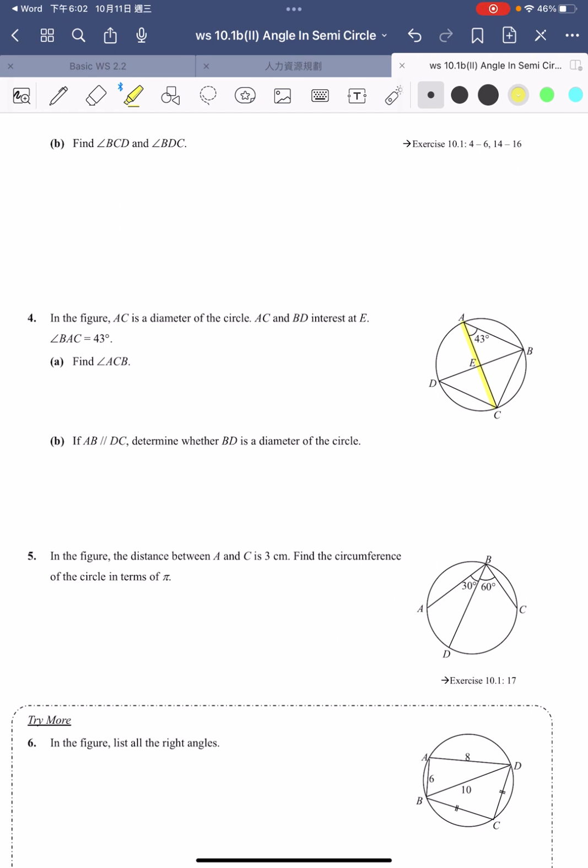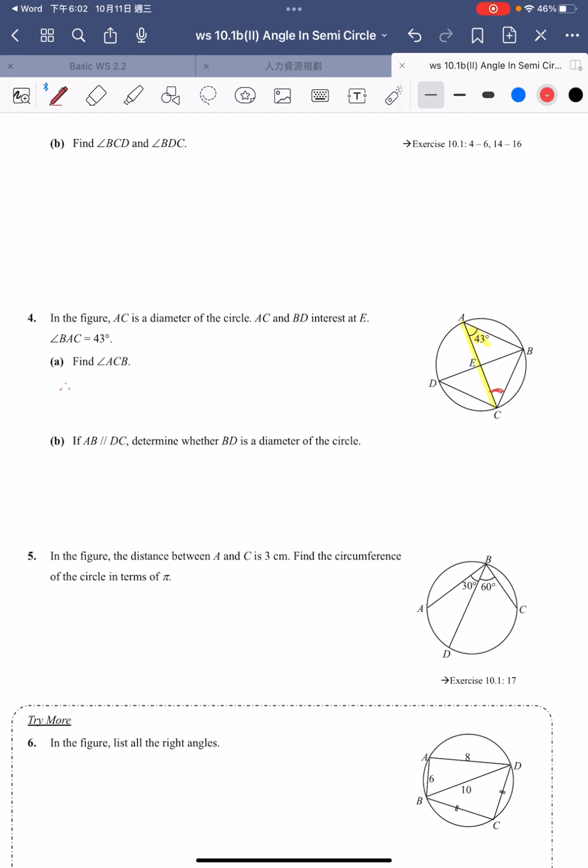AC and BD intersect at E. So first of all, we've got the angle BAE is equal to 43 degrees. The question is asking you to find the angle ACB. So this is ACB. First of all, as AC is the diameter, any angle on the circumference or on the semicircle is going to be 90 degrees.